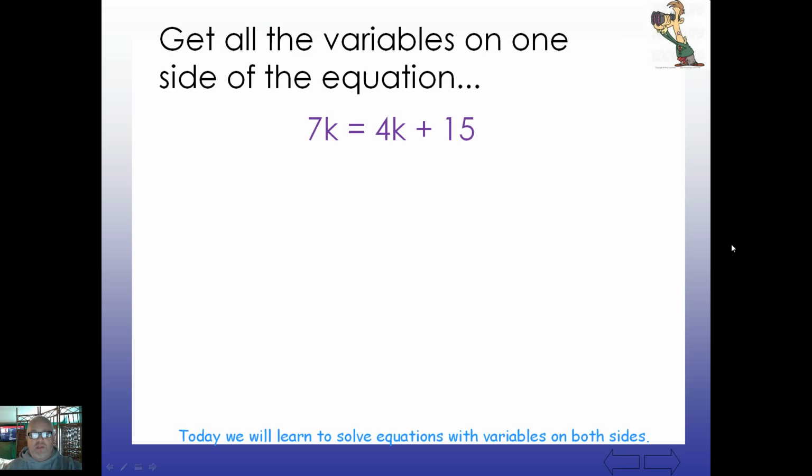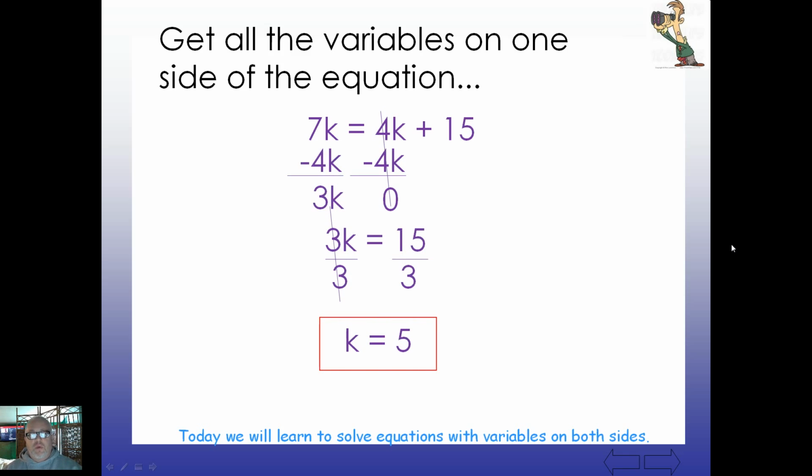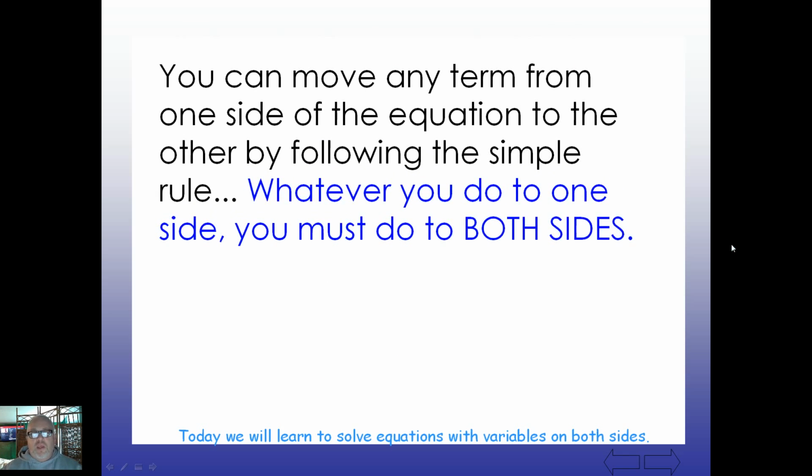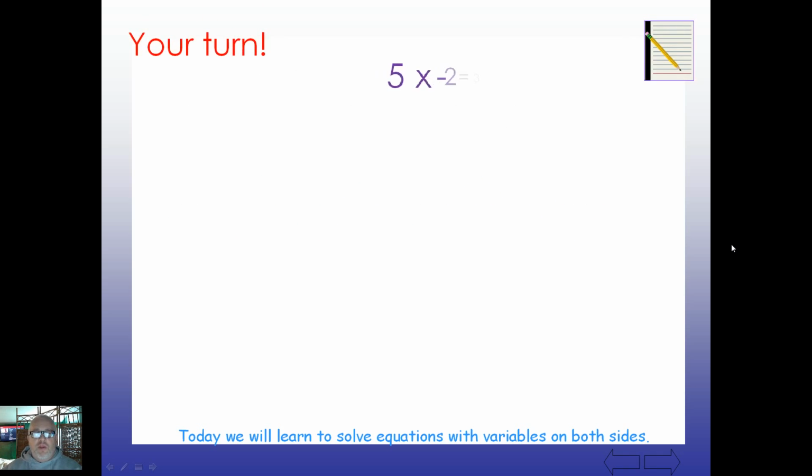Notice 4k there is positive, so I'm going to subtract 4k from not one side, but both sides. And so we end up with a nice straightforward equation of 3k equals 15. Divide both sides by 3, and just like that, you're all done. The trick there, the thing to keep in mind, is get rid of the smaller version of the variable. Now you can move any term from one side of the equation to the other by following the simple rule, of course, that you've heard for a couple years now: whatever you do to one side, you must do to both sides of the equation.